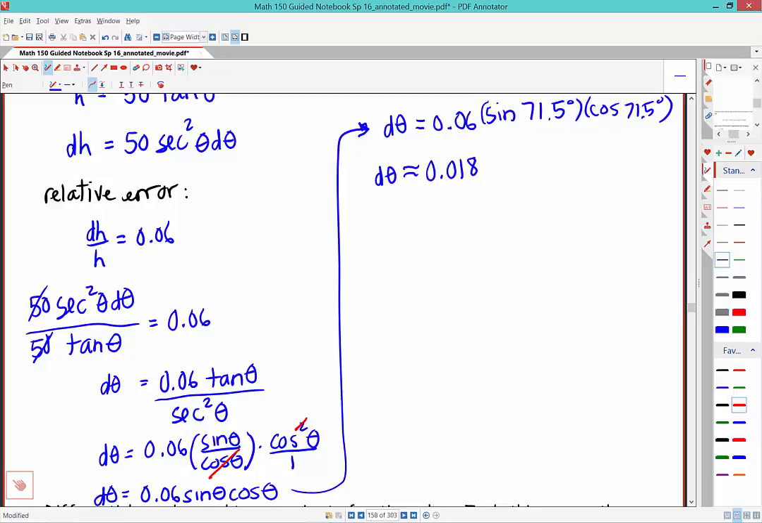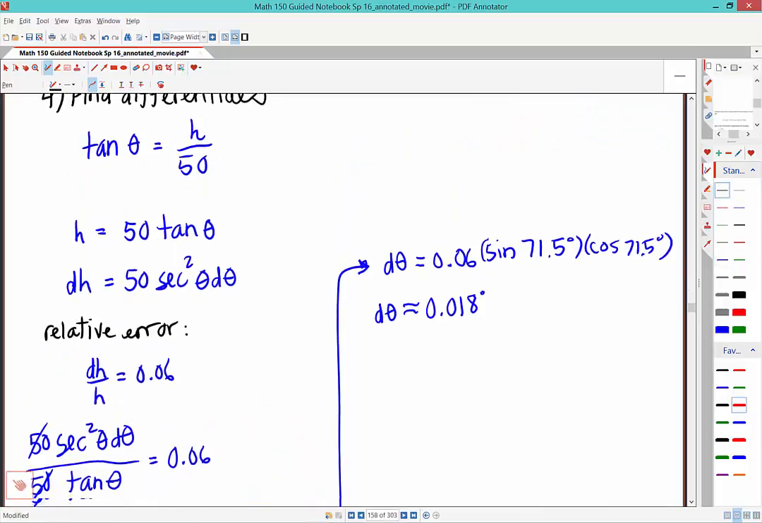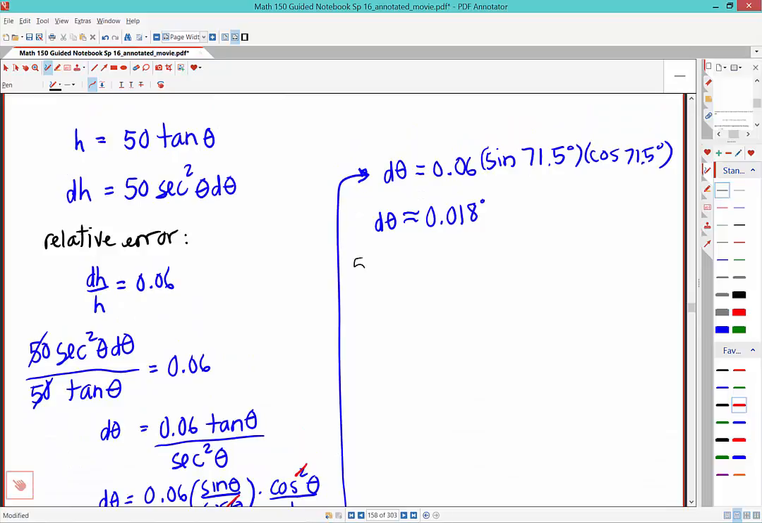And that is going to be our error in terms of degrees, right? So we can be off by 18 thousandths of a degree when we measure, right? So let's just write our conclusion. I have no idea what step we're on. 5 million. So 5 is our conclusion.